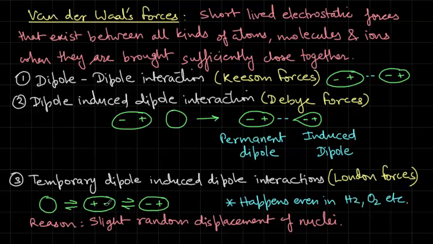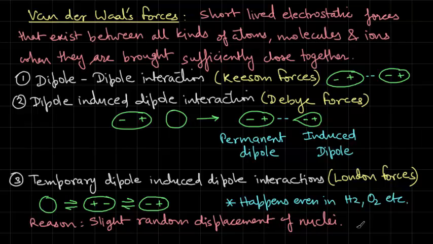So they keep shifting randomly between all these forms, and when they are in this form, for some time they will have an attraction towards a different molecule, which will probably have a plus charge near this negative charge. So it's a temporary induced interaction. The reason is slight random displacement of nuclei.